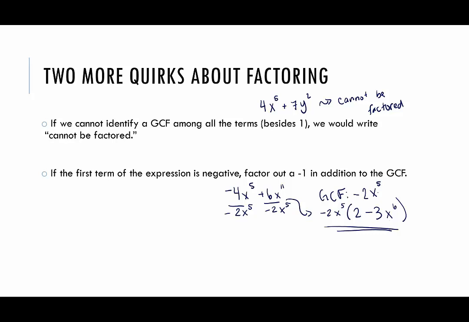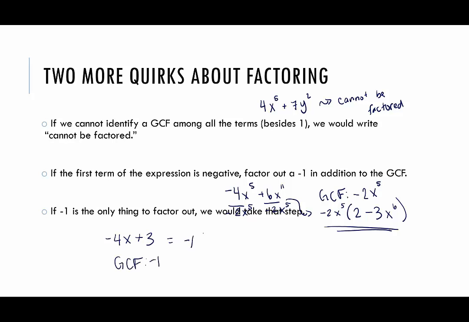Notice that the signs are now changed from what was given. We had negative positive, we factor out the negative, and now we have positive negative. And then just combining these two quirks, if -1 is the only thing that we could factor out, we would do that. So even though it sort of can't be factored, we would still take the step to factor out the -1. So that's if we had negative 4x plus 3. Even though the GCF between these two terms is 1, we would still go ahead and just factor out a -1 and write this as -1 times, and then that changes the signs, 4x minus 3. Or you can drop the 1 and just say negative 4x minus 3.